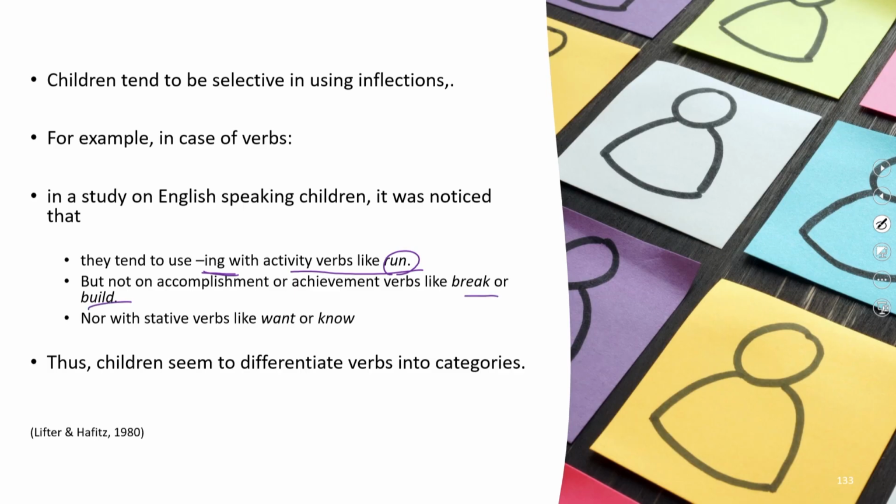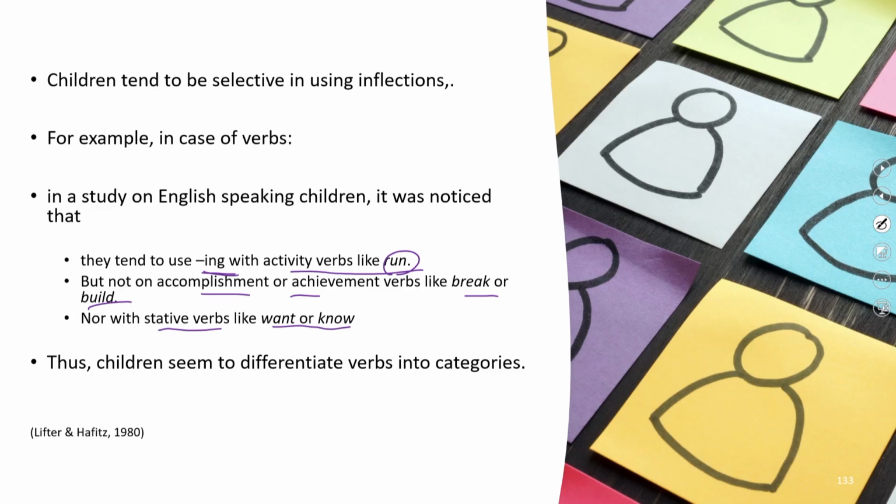These are also verbs, but they are of a different category, called accomplishment or achievement verbs. They were not using the ing marker with these verbs. Similarly, they also did not use ing with stative verbs like want, know and so on. Thus, very young children are found to be able to differentiate verbs into categories, and only action verbs are selected for using the ing marker.